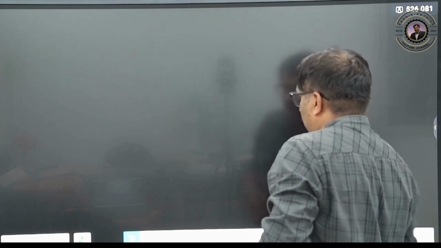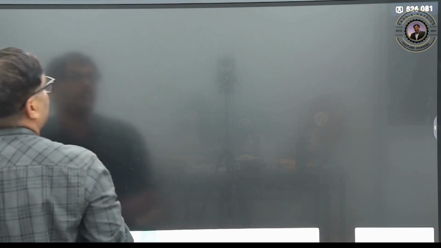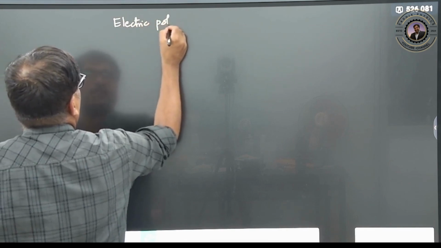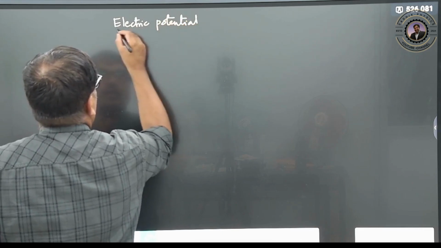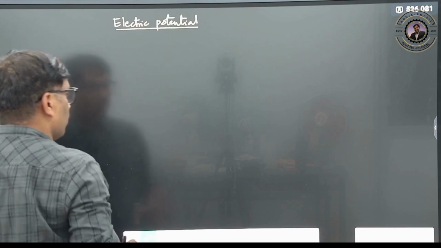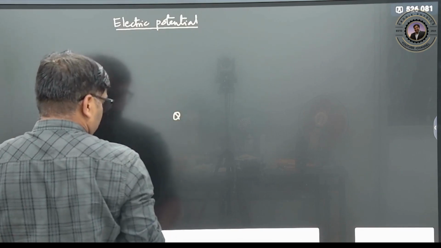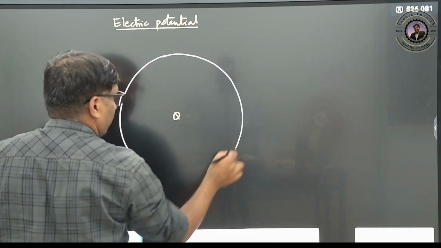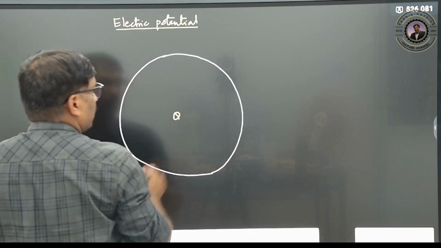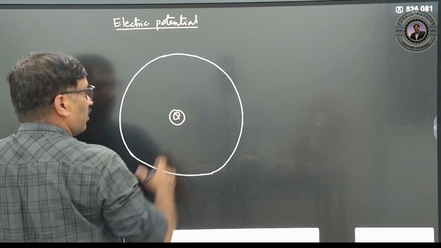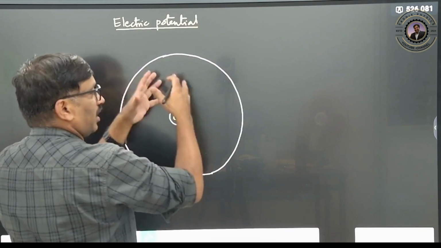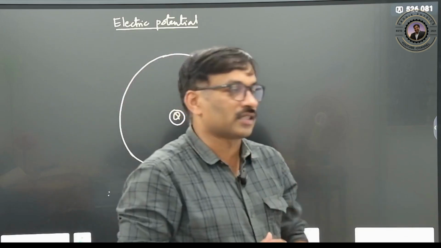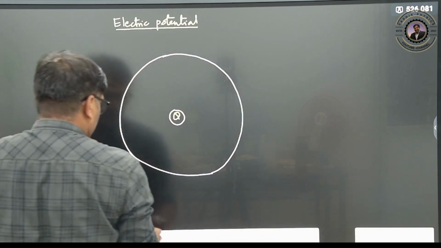First of all, let us discuss what is meant by electric potential. Suppose there is one charge. This charge will create a certain amount of electric field, as we already discussed in our electric field video. So this charge is creating the electric field here, and the field lines are spread spherically. We already discussed the electric field lines in detail.